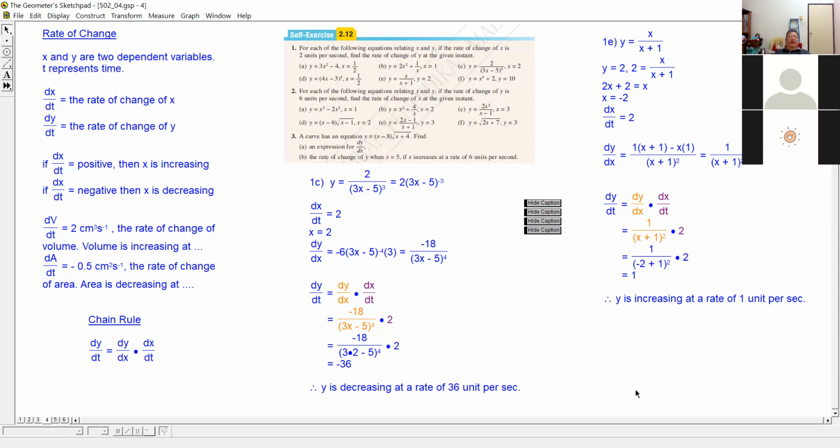Okay, right. So I repeat. This is rate of change, right? Now, for rate of change, you read the words, you change them into symbol. So the words here, for each of the following equation relating x and y, the rate of change of y is 6 units.